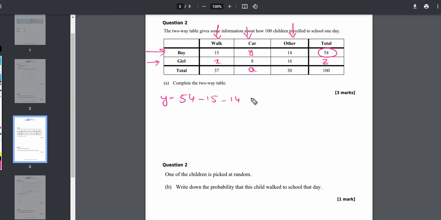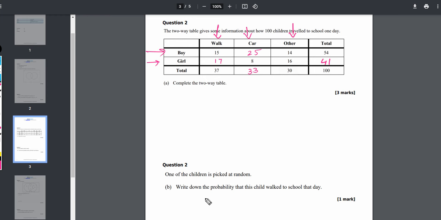So let me just calculate it. So that would be equal to 25. So we'll have 25 over here. Now 25 plus 8, that will be equal to 33. So 33 will be here, and 15 plus X should be equal to 37. So we will have 17 over here, and 17 plus 8 plus 16 should be equal to Z. So I'll just add them up and we'll get the number over here. So it is equal to 41. So we will have 41 over here. So this is how we'll complete this two-way table.